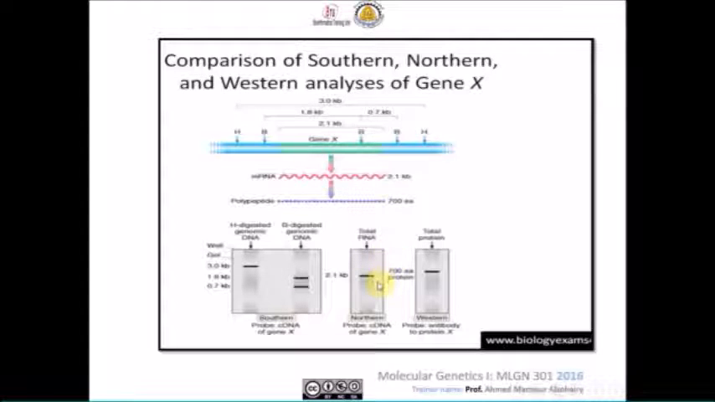From the Southern, we simply move to the Northern, where we talk about RNA. So we take all the transcribed RNA in a specific tissue and put it through electrophoresis. Then from the electrophoresis we transfer it to a nylon membrane, and from the membrane we can see if it hybridizes with a labeled mRNA or labeled gene that we need to see if it exists or not. The same thing applies to the Western, but in the Western we talk about isolating the proteins of the cell type.